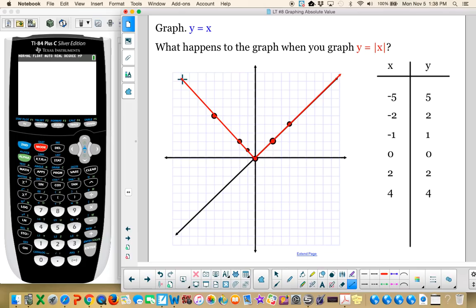What it's doing is it's taking the other side of this line of y equals x and it's reflecting it over the x-axis, making it positive. So we call this a V-shaped graph.